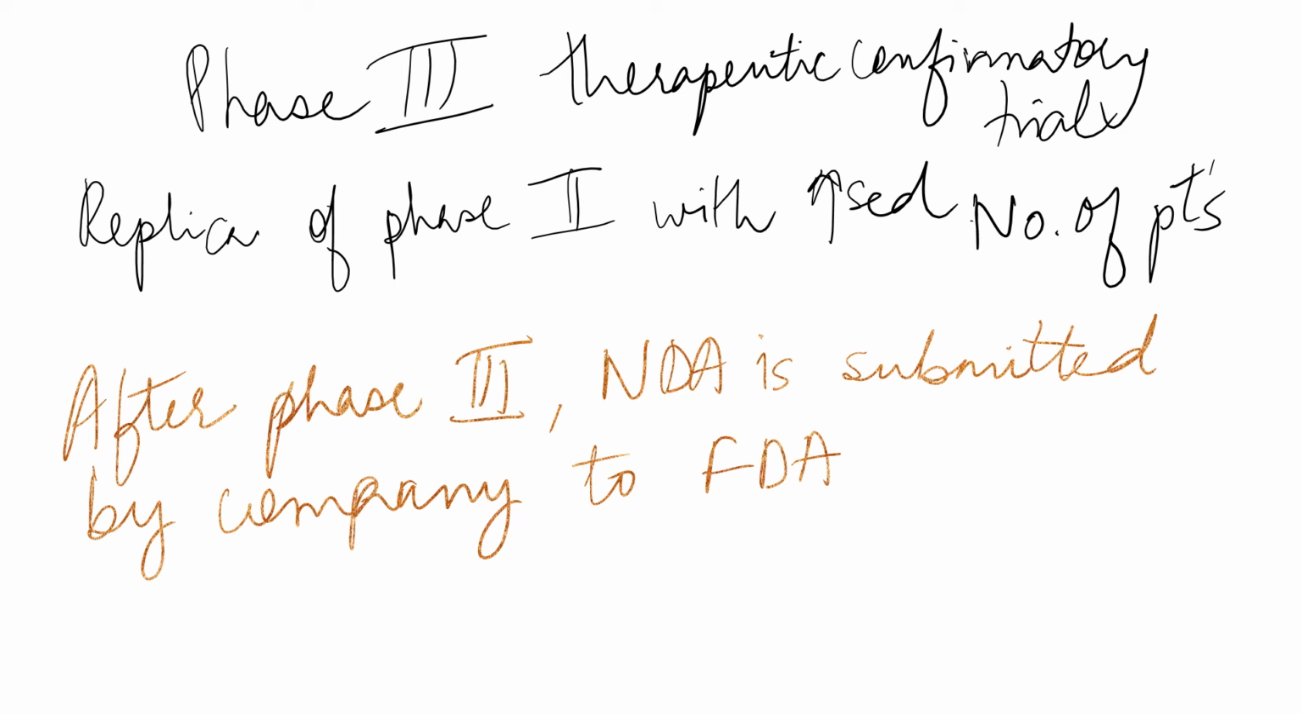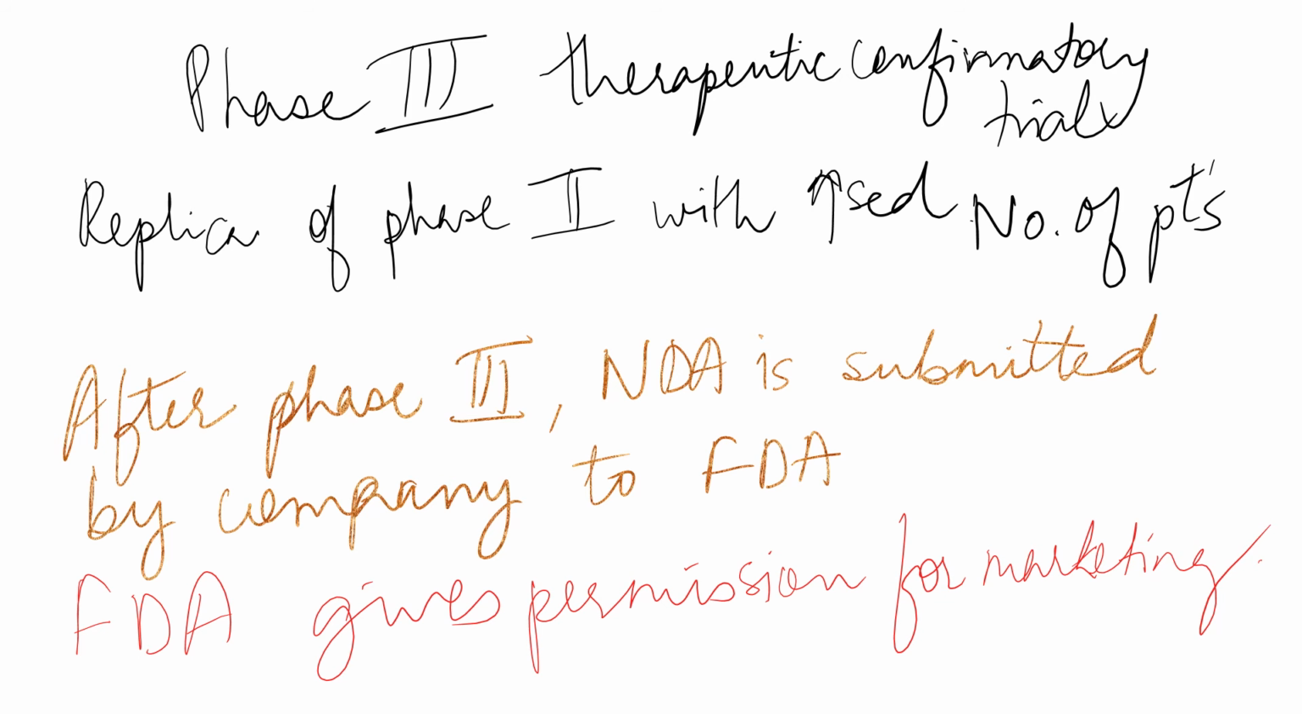After phase 3 trial, what happens? A new drug application is submitted by the company to the FDA, Food Drug Administration. Remember, in the previous slide I said an application has to be submitted. So this new drug application has to be submitted by the company to the FDA to give permission for marketing. And the FDA gives permission for marketing.